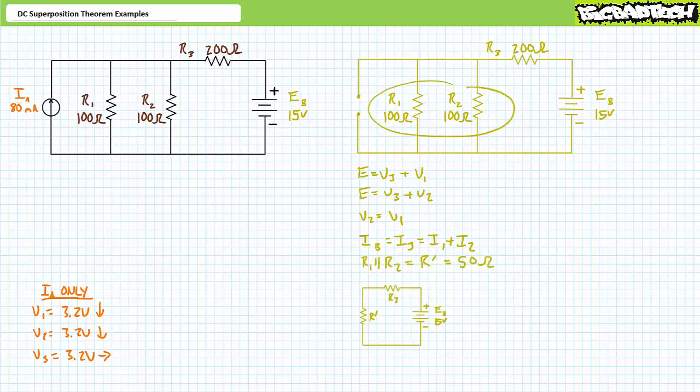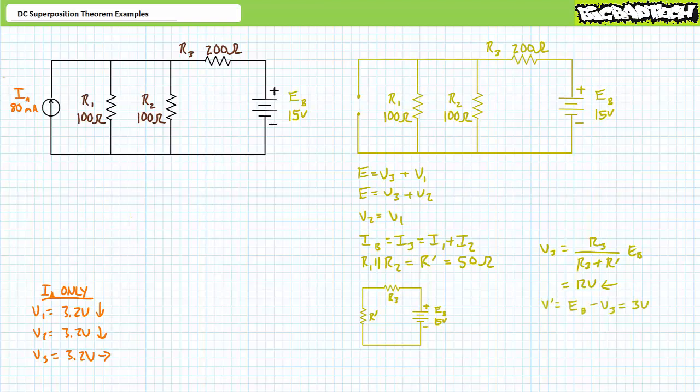These analyses imply that R1 and R2 are in parallel with one another, a simplification I'm calling R single prime with a value of 50 ohms, and R single prime is in series with R3. An application of the DC voltage divider rule to the pure series simplification demonstrates that V3 is 12 volts, positive to negative, right to left.